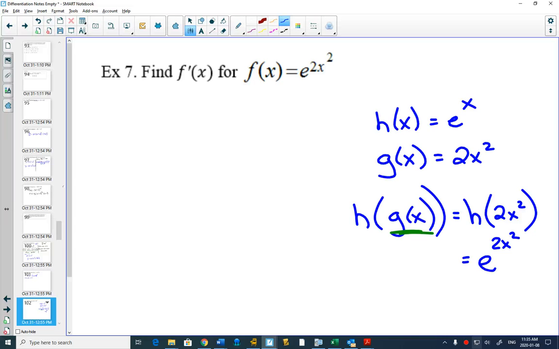Then when we're doing our derivative, f prime of x, we have to do the derivative of our outside function first. Our outside function, that's e to the x. What's the derivative of e to the x? E to the x. So it's do the derivative, keep the inside function the same. So our derivative of the outside function just keeps everything the same. And then we have to multiply by the derivative of our inside function, which is 4x.